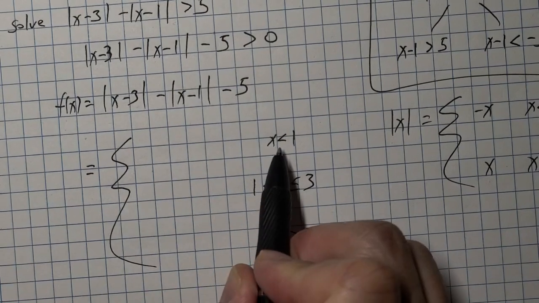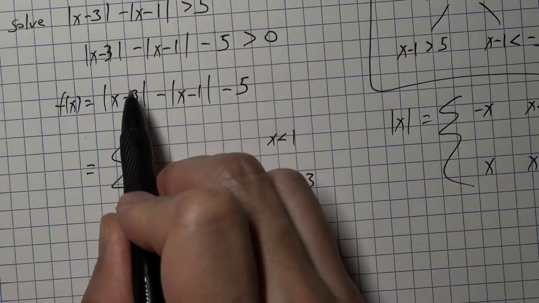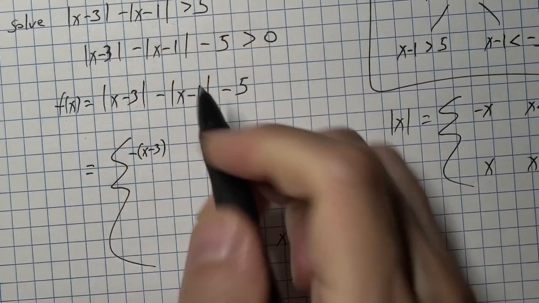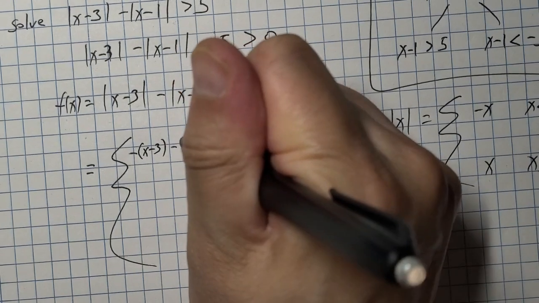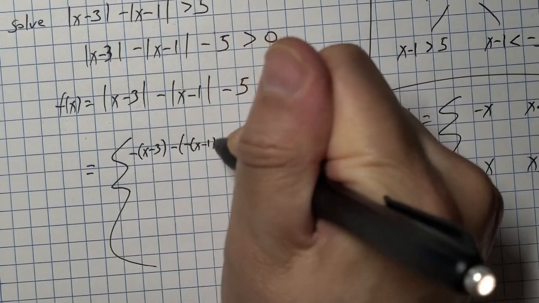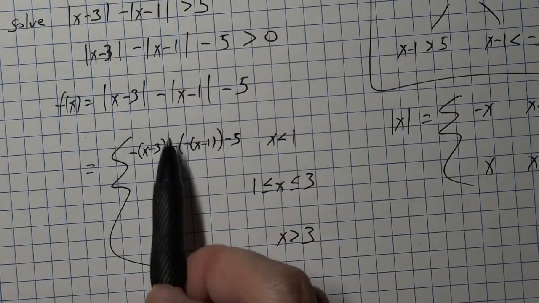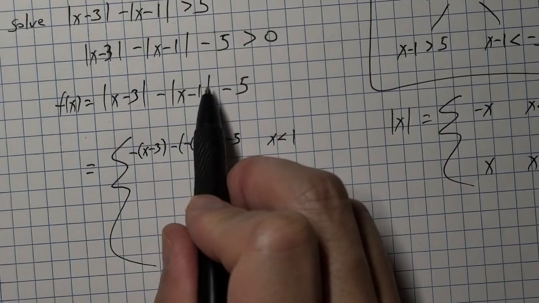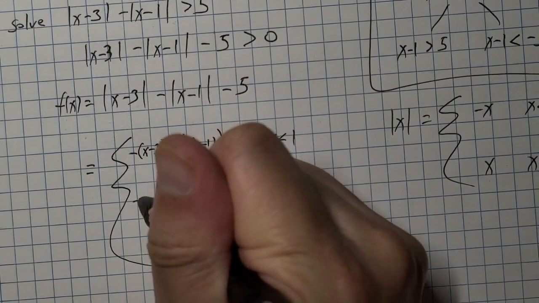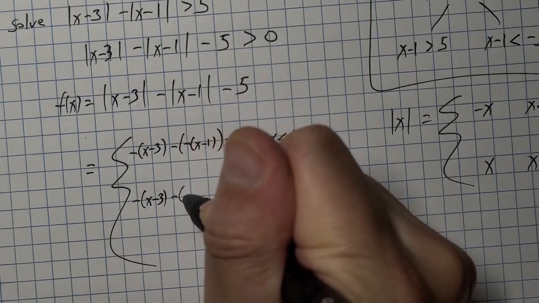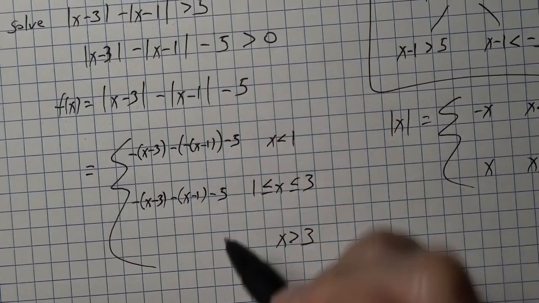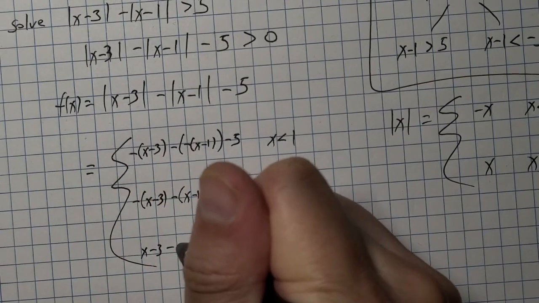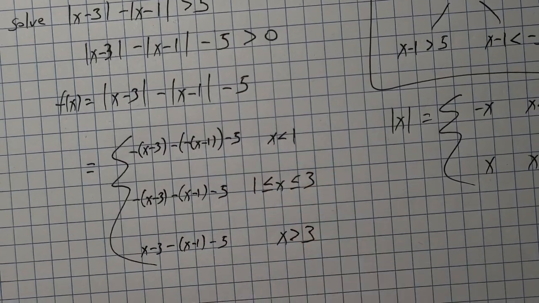Okay, so when x is less than 1, is this on the positive or the negative branch? That's on the negative branch, so it will be minus parentheses x minus 3. This is as well on the negative branch, so be careful with your notation here: minus, minus parentheses x minus 1, minus 5. Between 1 and 3, this is on the positive branch, but this is still on the negative branch. So we have minus parentheses x minus 3, minus, this is positive, x minus 1, minus 5. And when x is greater than 3, both of them are on the positive branch, so it'll just be x minus 3 minus x minus 1 in parentheses, minus 5.